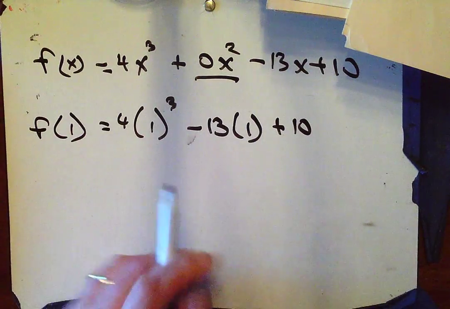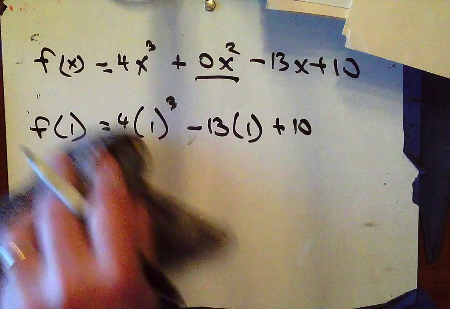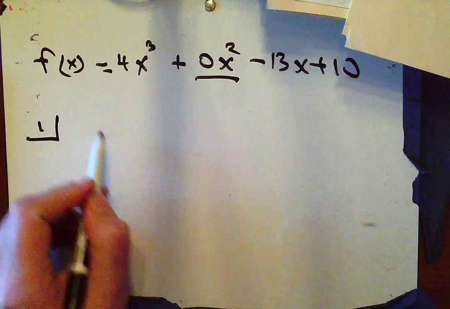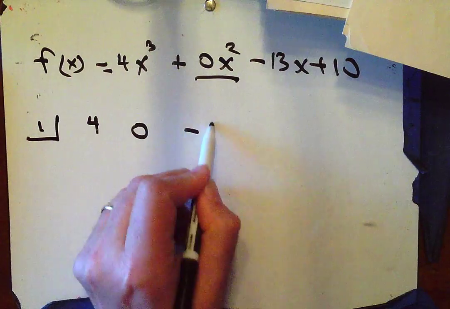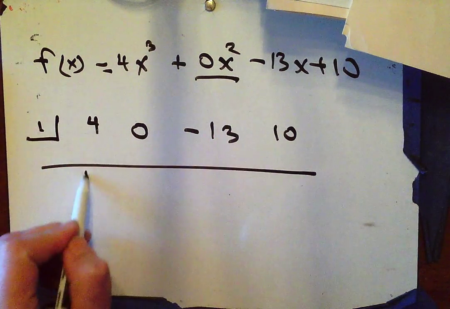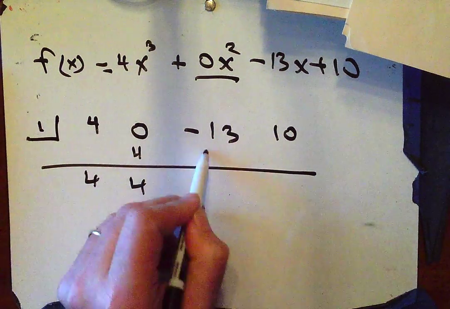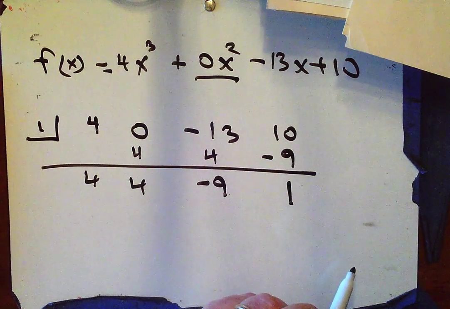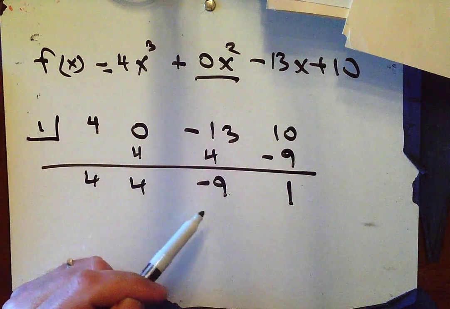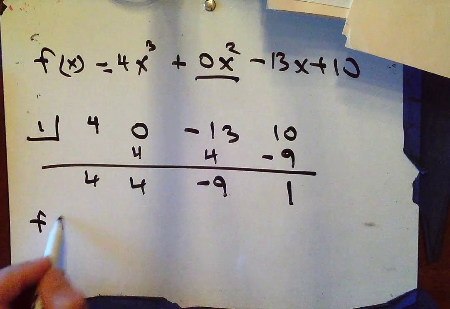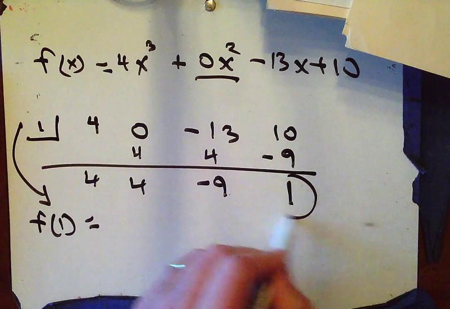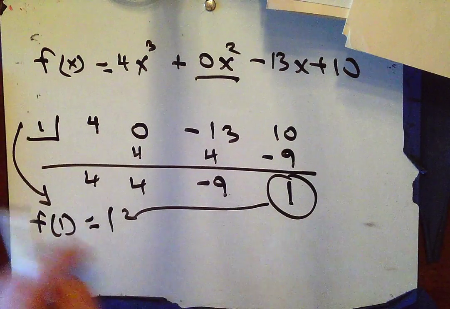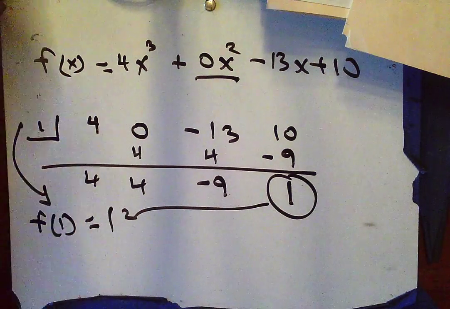And get an answer that way. And if you do that on our test, I'm going to have to mark it wrong if the directions say use synthetic substitution. So 1, 4, 0, negative 13, 10. So, how do I understand this? Well, I understand that f of 1 equals 1. That's what we learned from the remainder theorem. We can use synthetic substitution to evaluate expressions.